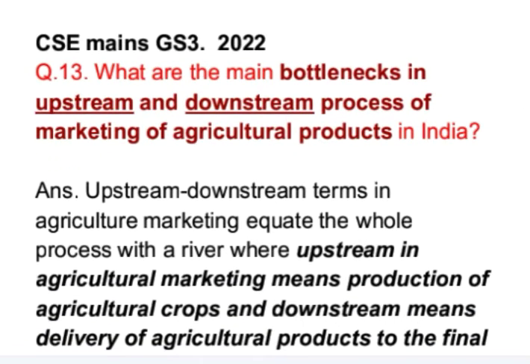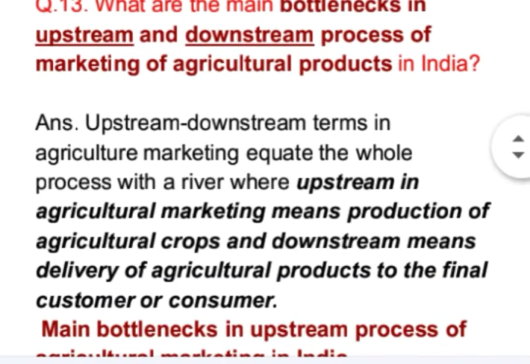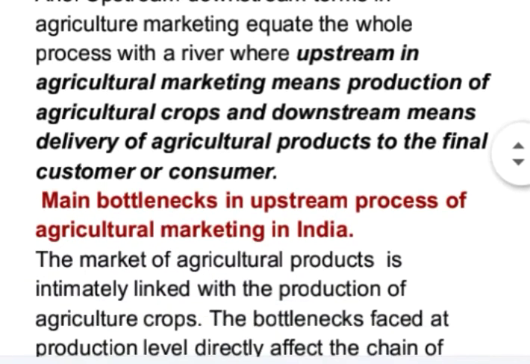The upstream and downstream terms in agriculture marketing equate the whole process with a river, where upstream in agricultural marketing means production of agricultural crops and downstream means delivery of agricultural products to the final customer or consumer. Now, first are the main bottlenecks in the upstream process of agricultural marketing in India.